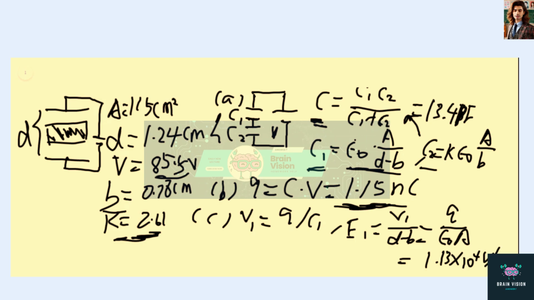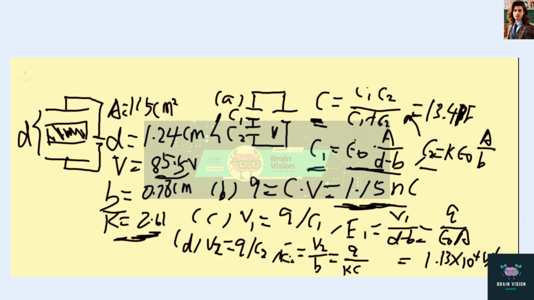And for part D, similarly, we want to find the electric field E2. Firstly, we need to find the potential difference V2, which is equal to Q over C2. E2 is similarly equal to V2 over B in this case, so this equals Q over kappa epsilon naught A. Just plug the expression for C2 into V2, and use this V2 divided by B. You can obtain this expression for E2.